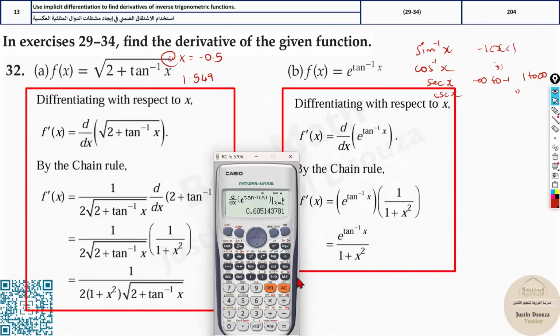Now I'll look into the options. It's 605. So now here it is shift E, tan inverse of x, close the bracket, down we go, 1 plus x squared. Calculate it at, okay, 2. That's, yes, it's 0.605.